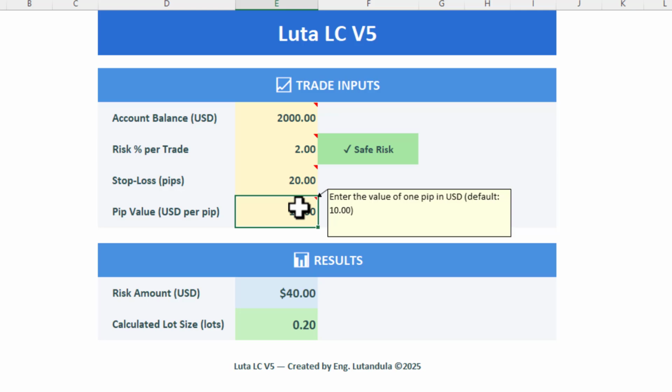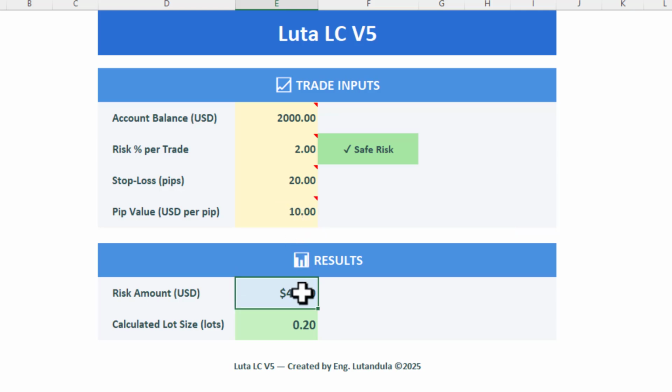But maybe you trade exotic pairs, things like USD/TRY, GBP/ZAR. These pairs have different pip values. So if you want accurate results, you simply change the pip value right here, and boom, the calculator adjusts everything instantly. Once you've entered your 4 inputs, you don't need to do anything else. The tool takes over from here.